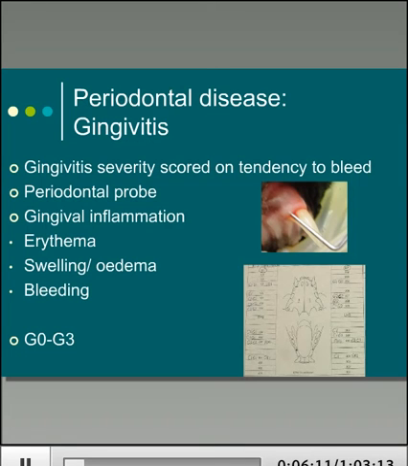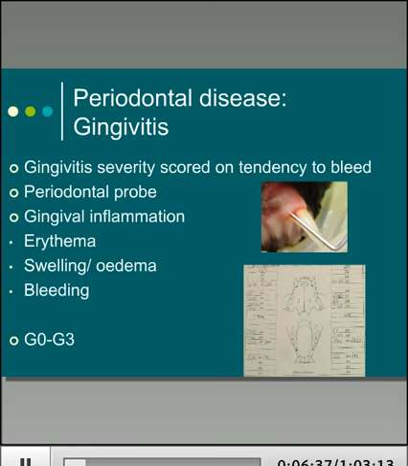We're looking at the cardinal signs of inflammation. So whether our gingiva is showing any signs of erythema, edema, and also the readiness to bleed. And here you'll see that a little bit of blood is following that probe around, and that was a very small amount of delayed bleeding, so it would automatically make it a G2, which is what we've got on the chart for a number of the teeth in this cat.